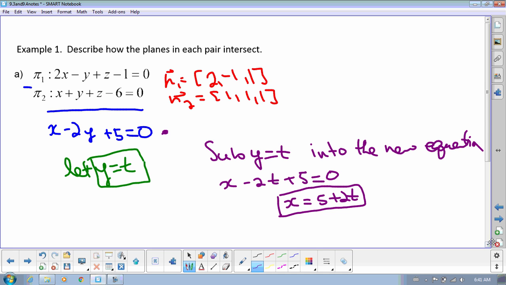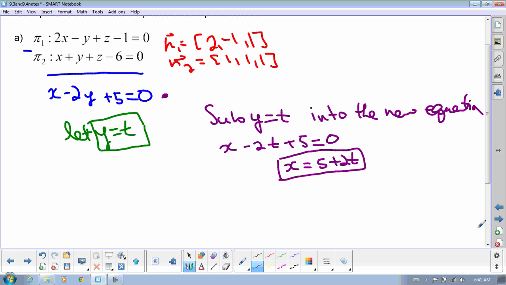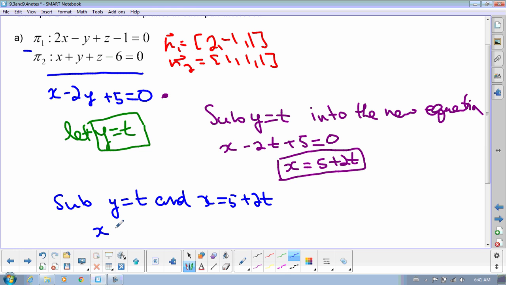Okay, so I got y, I got x. That means I have to get z. So in order to get z, we are going to sub y equals t and x equals 5 plus 2t into the first or second equation. I'm going to go with the second one because there's fewer coefficients, so it just makes it easier to work with. So I have x plus t.